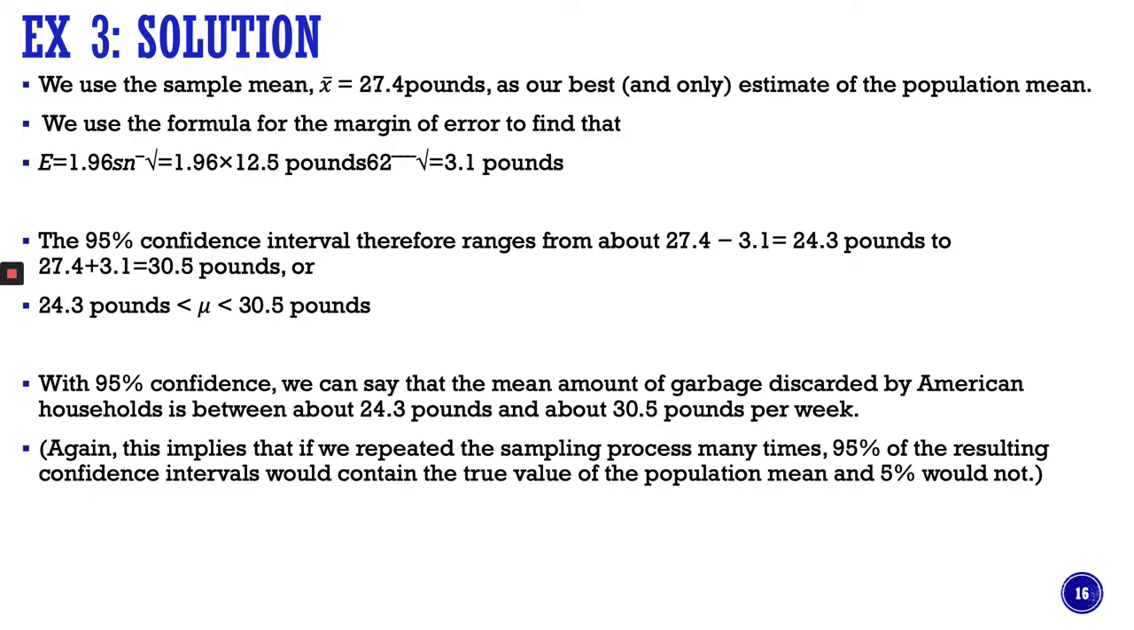So again, this implies that if we repeated the sampling process many times, 95% of the resulting confidence intervals would contain the true value of the population mean, and 5% would not.